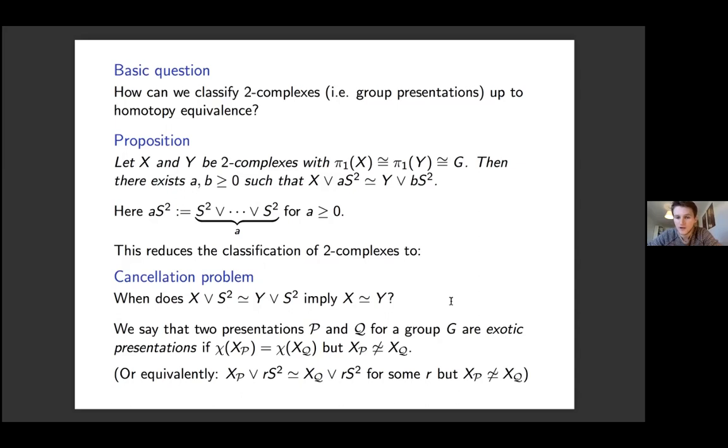So you can say that these presentations are in some sense stably isomorphic, but not isomorphic. And I'll just note that this condition about the Euler characteristic of the complexes can be viewed in purely group theoretic terms. The equivalent thing to say is that the deficiencies of the presentations are equal, that is, the number of generators minus the number of relations. So how do we solve this cancellation problem is one of the main topics of the talk.